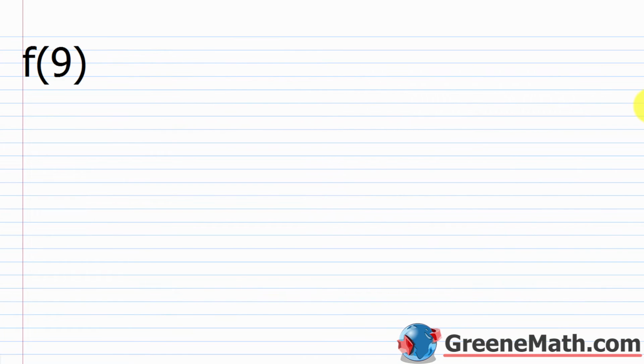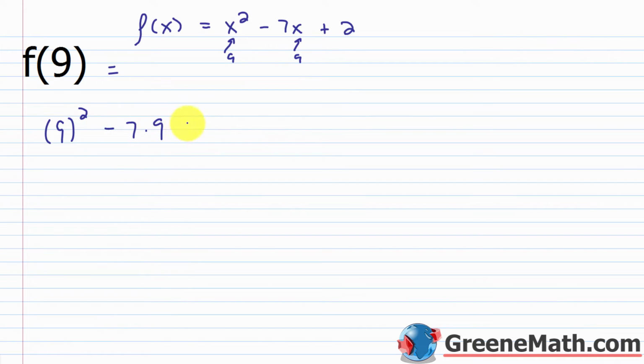All right, so now we want f of 9. And again, I'm just going to write my function f of x is equal to x squared minus 7x plus 2. So f of 9 is what? I'm just going to replace x with a 9 here and here. So I would have 9 squared minus 7 times 9 plus 2. 9 squared is 81 minus 7 times 9 is 63 plus 2.